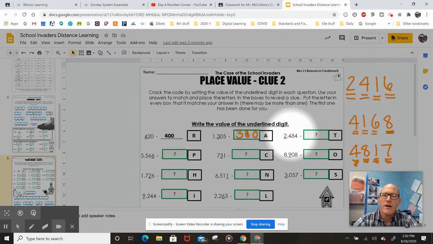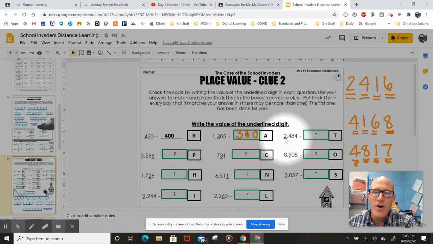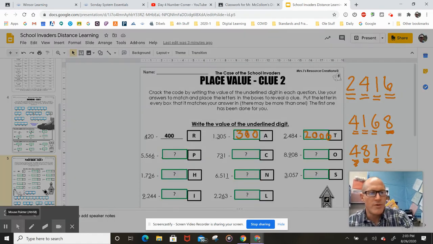Okay, so let's take a look here. We've got our next number. What we have is 2,484. Okay, so we have 4 ones, 8 tens, 4 hundreds, and 2 thousands. All right, so the value of the underlined digit is not 2, but since we have 2 in that thousands place, we're going to say that value of the underlined digit is 2,000.